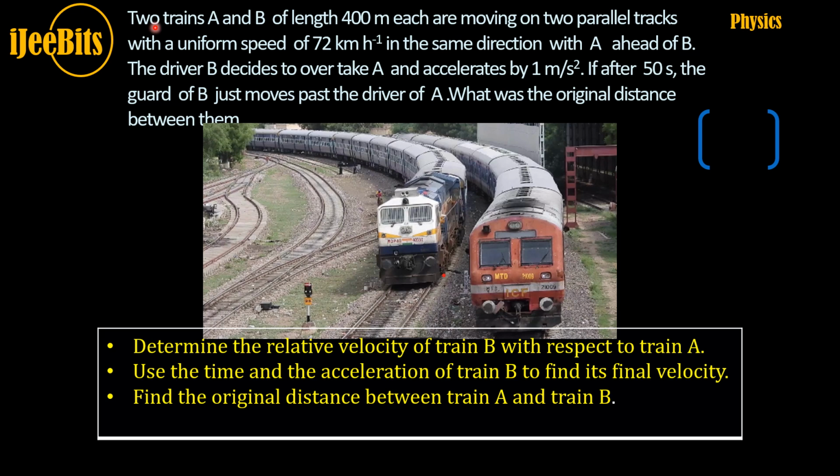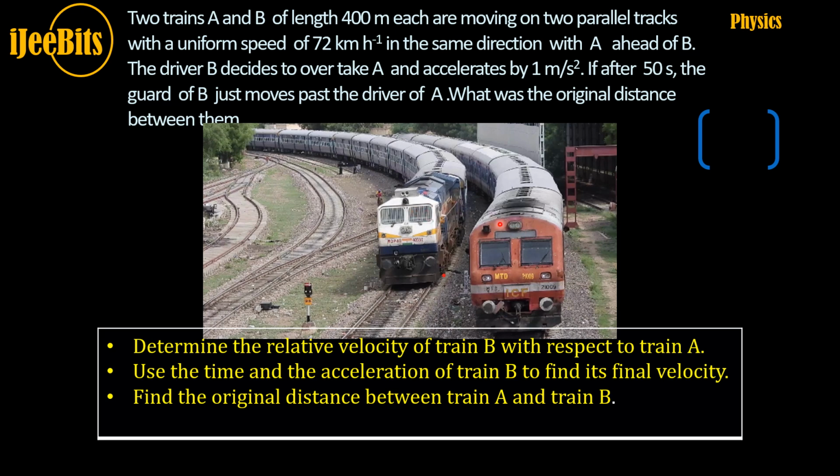Another problem. Two trains A and B of length 400 meters each are moving on two parallel tracks with a uniform speed of 72 km per hour in the same direction, with A ahead of B. The driver of B decides to overtake A and accelerates by 1 meter per second square. If after 50 seconds the guard of B just moves past the driver of A, what was the original distance between them?